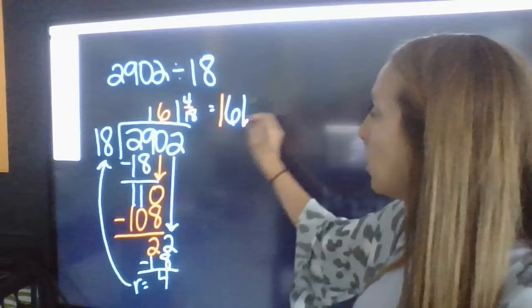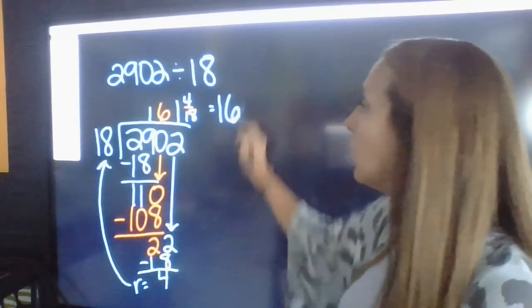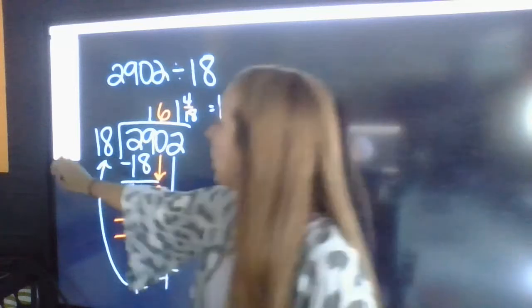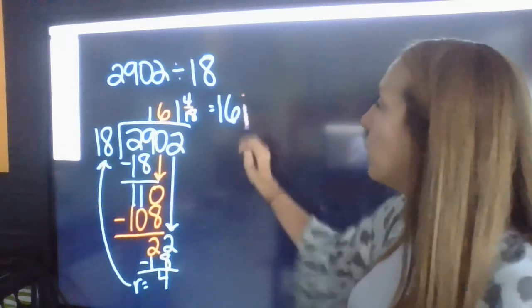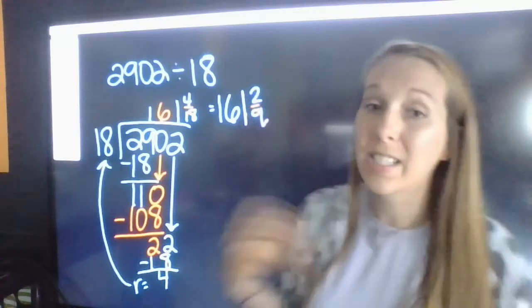Okay, so we could do that and then simplify that and get 161. Not sure why it changed colors on me there. We'll try it again. 161. There we went again. We're just going to go with it. 161 and 2/9 once we simplify it.